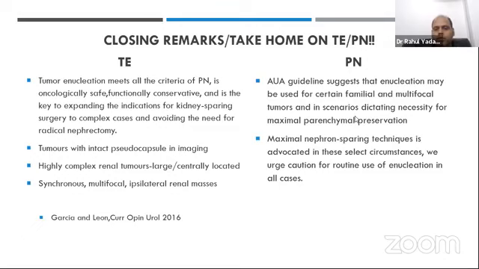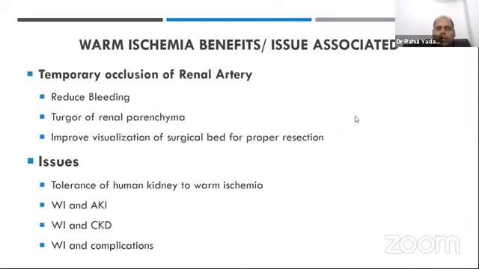And maximum nephron sparing surgery techniques like tumor enucleation should be advocated in select circumstances. And they urge caution for routine use of tumor enucleation in all cases. Just a brief touch of warm ischemia benefits and the issues associated.